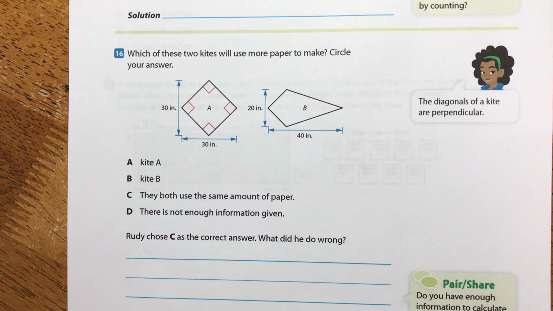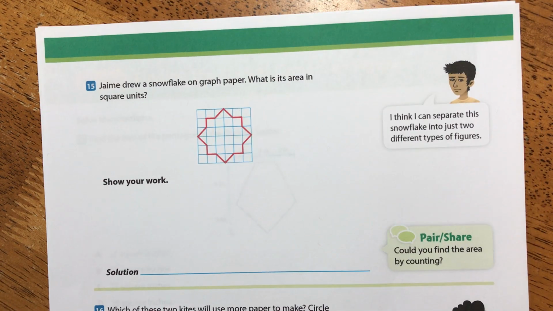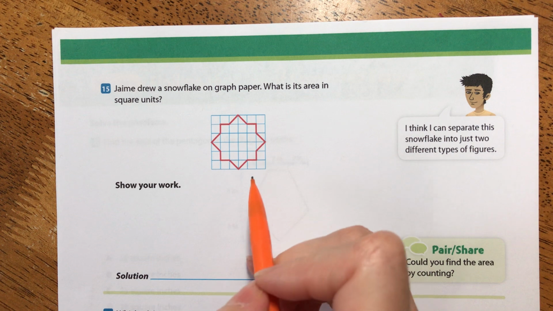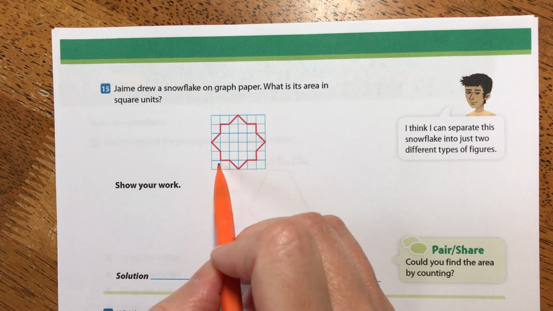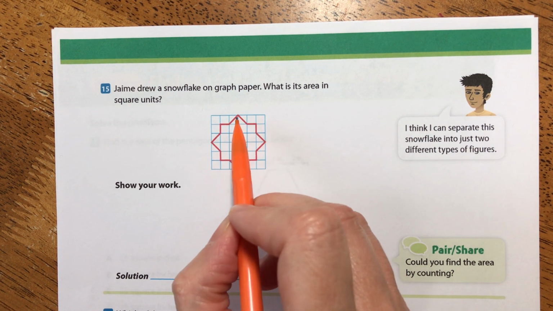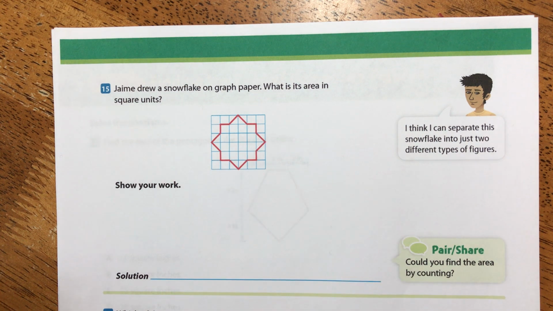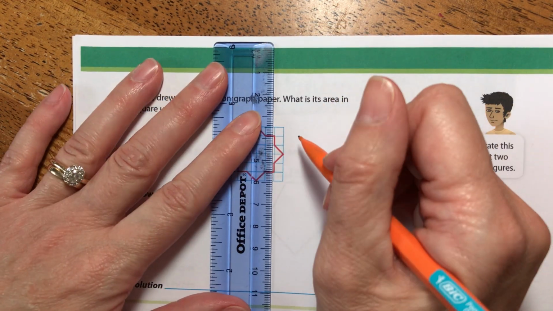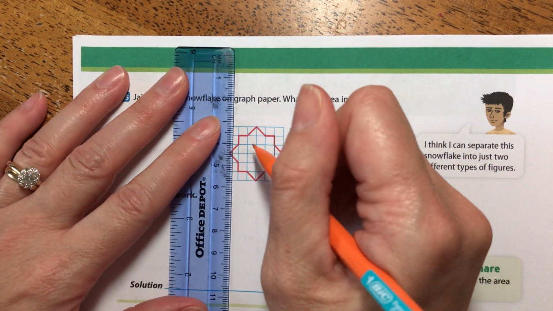We got this. We got this. All right. This is an awesome design. Look how pretty it is. Jamie drew a snowflake on graph paper. What is the area in square units? All right. So if you look at this, can you see? It looks like a square, and you can see the little triangles. So you have to decide how you're going to divide this. So that's what I think I'm going to do. I think I'm going to outline this square right here.